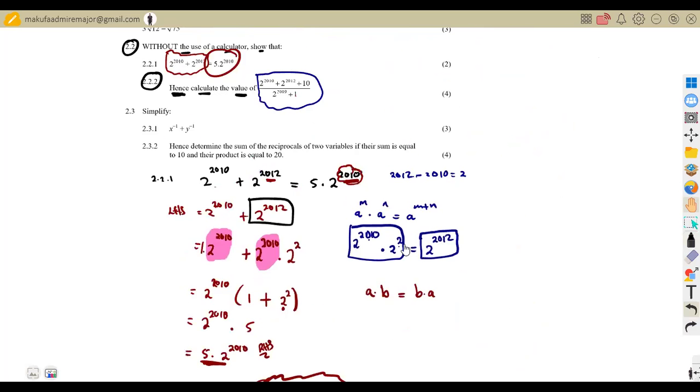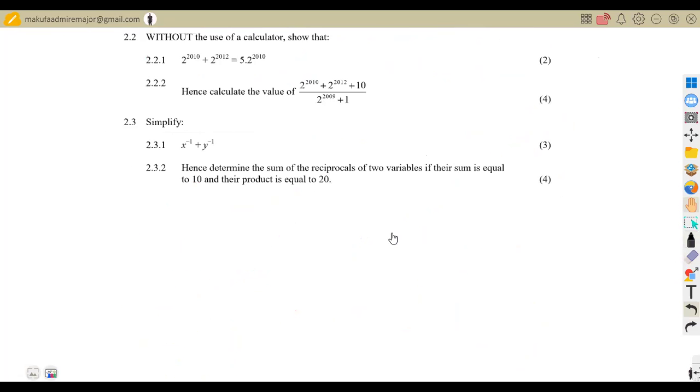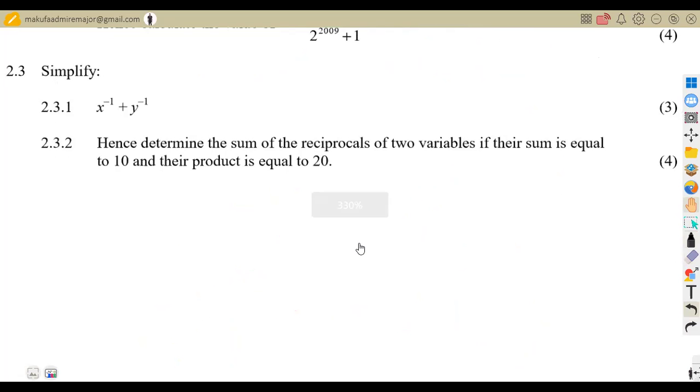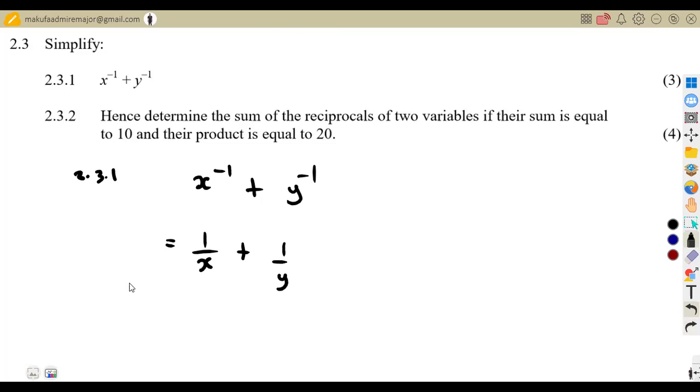Like I said, this one was a "hence", so it was a continuation from what we had. All right, this is question 2.3. Simplify this here. We are given 2.31. We asked you to simplify x to the exponent of -1 plus y to the exponent of -1. Remember, from our laws of exponents, the exponent of -1 is the inverse, that is 1 over x, the reciprocal of x, plus the reciprocal of y, which is 1 over y.